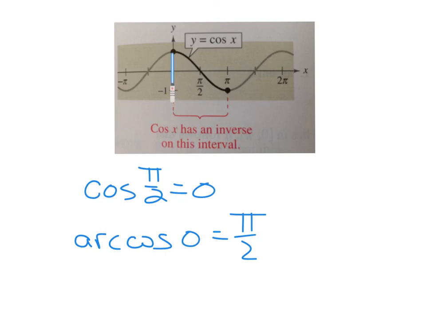Cosine of 0 is 1, so arc cosine of 1 is 0. I keep mixing everything up. It's hard to do it without writing it out. Cosine of pi is negative 1, so arc cosine of negative 1 is pi. Okay, so all the properties are the same, or maybe not the same, but it's the same idea as doing all the ones with sine and arc sine.